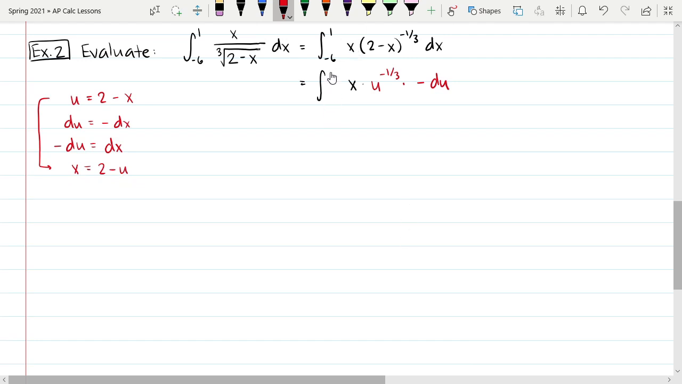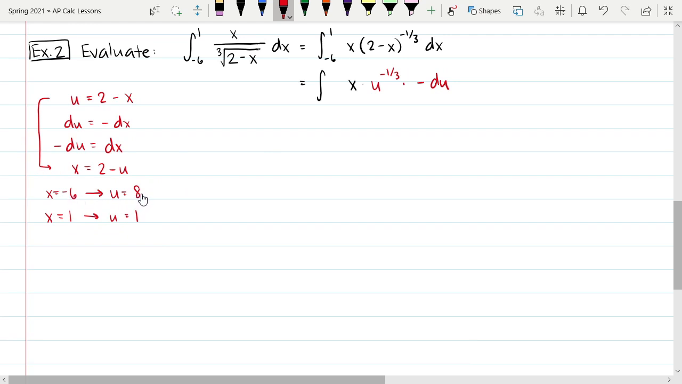And then also, remember, we need to change those limits of integration. So when x equals my lower limit negative 6, u is actually going to be 2 minus negative 6, which is 8. And for my upper limit, when x is 1, u is going to equal 2 minus 1, which is 1. Now notice, the lower limit, negative 6, turned into a bigger number.